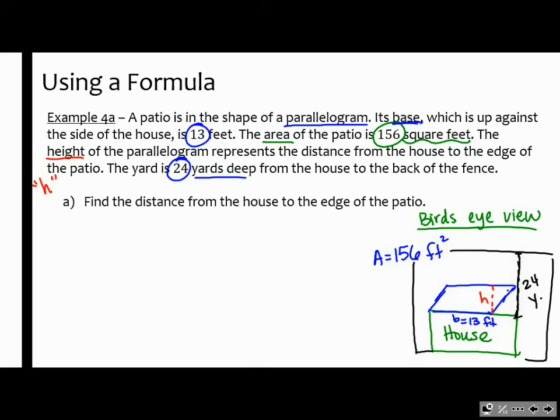Oh, I see why. Find the distance from the house to the, well, no, do I need that? I don't feel like I need that 24. Find the distance from the house to the edge of the patio. I don't think that 24 is needed. I think that's a distraction. That happens occasionally when we're doing problems: they give you information that is meant to test whether you know what you're doing. So this may be a distraction.